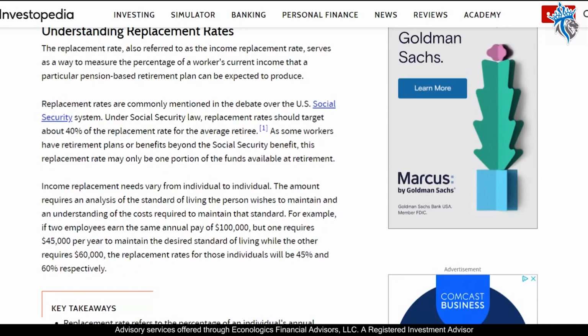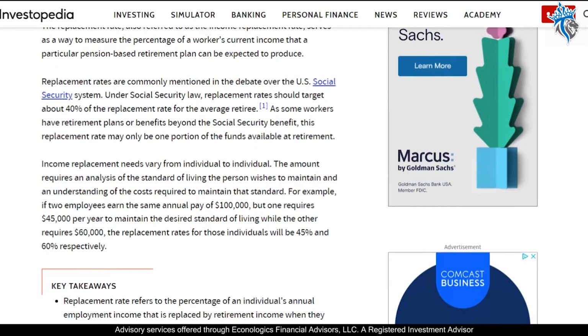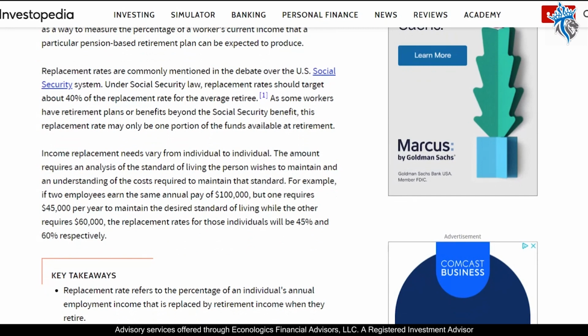Yeah, but read this. Under Social Security law, replacement rates should target about 40% of the replacement rate for the average retiree. Social Security is meant to replace 40% of the average retiree's income. That's crazy. That is crazy how much that is.